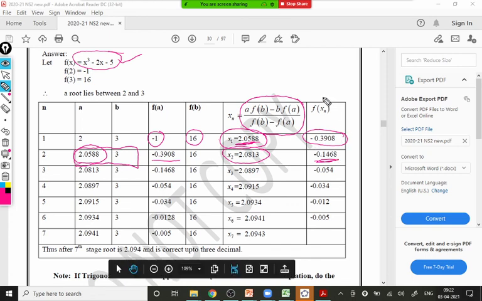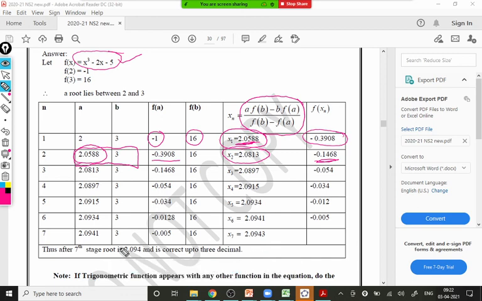Suppose f of xn is positive and f of b is positive. Then that time this b is replaced there. So it depends on which values are positive and negative, and depending on that the replacement happens. So it is just calculative. I will say it is not difficult, it's calculative. Any doubt? Is there any doubt here?